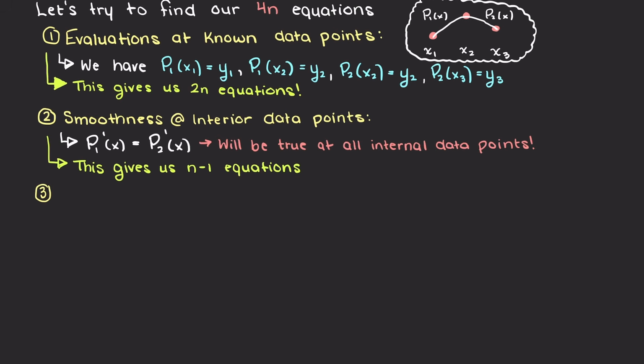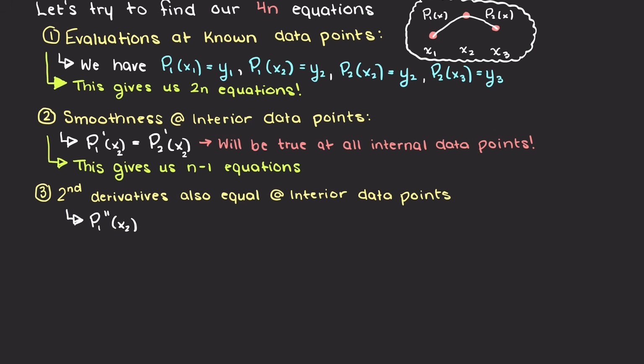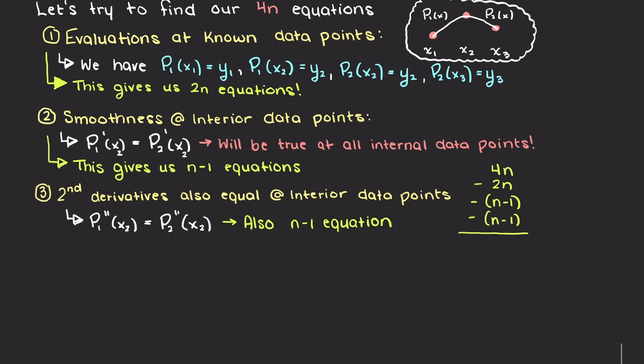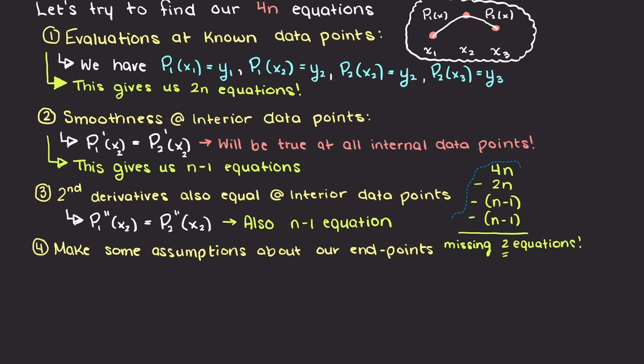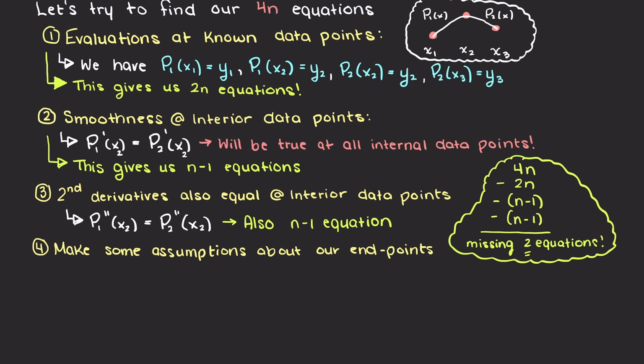Likewise, we know that we actually want our interior data points to also have equal second derivatives, as we want our splines to be as smooth as possible. Therefore, this is going to be another n-1 equations. This leaves us with 2 equations missing. We have some options at this point. However, the most common way to find these two missing equations is through making some assumptions about the endpoints of our piecewise spline function, much like we did for the quadratic spline interpolation.